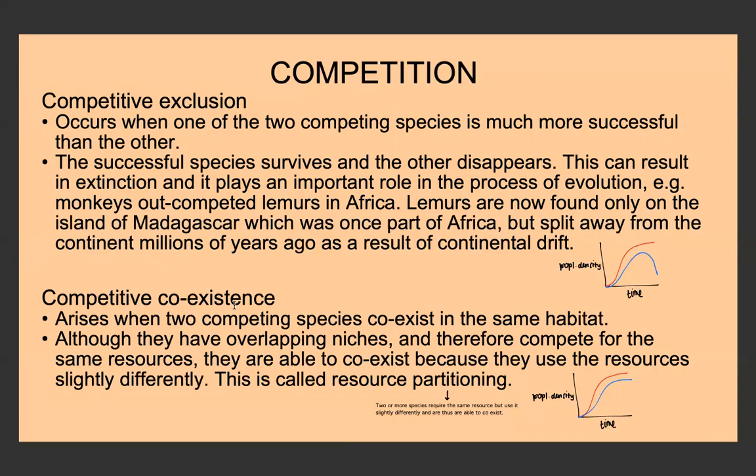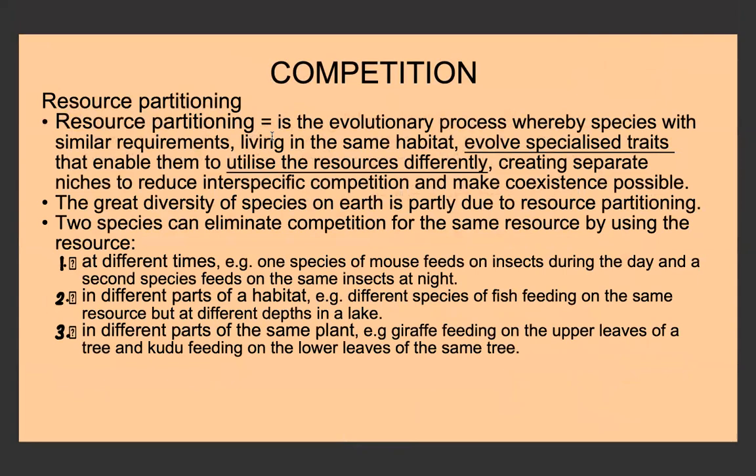This arises when two competing species coexist in the same habitat, so both of them live together. Although they do have overlapping niches and they do compete for the same resources, they can coexist because they use the resources slightly differently. And this is what we call resource partitioning. Resource partitioning is the evolutionary process whereby species with similar requirements living in the same habitat evolve specialized traits that enable them to utilize the resources differently, creating separate niches to reduce interspecific competition and make coexistence possible.